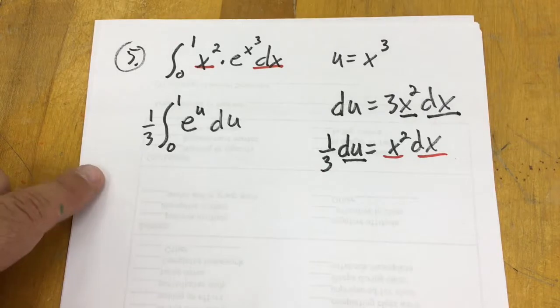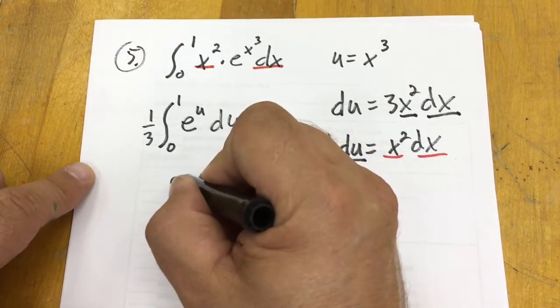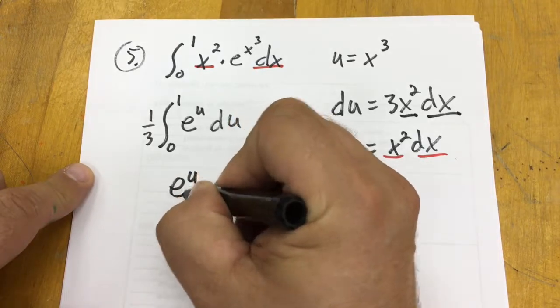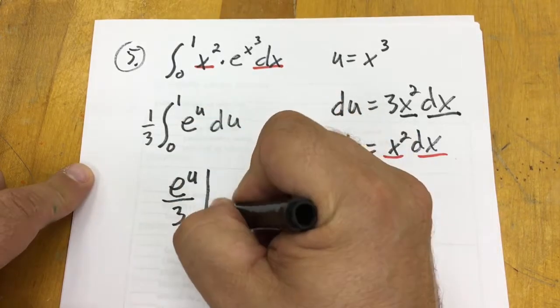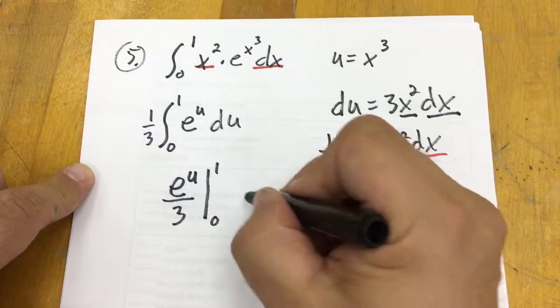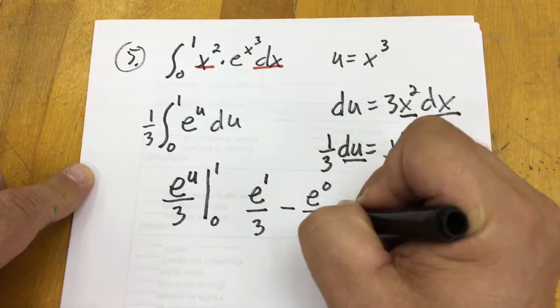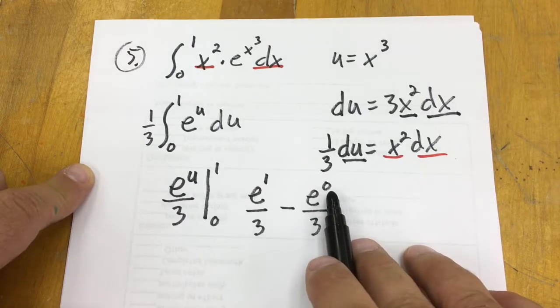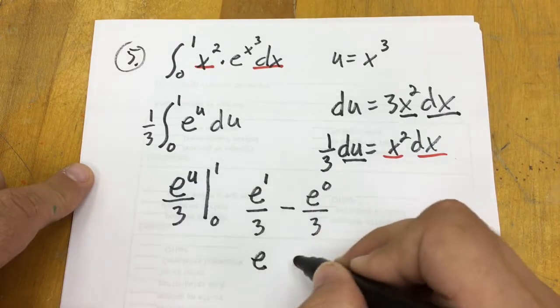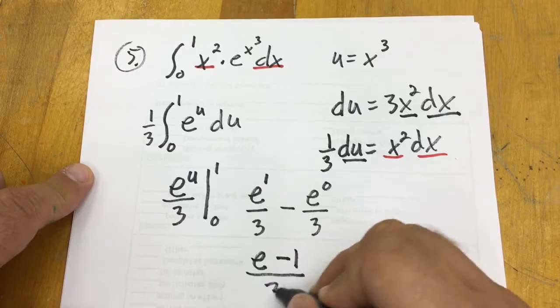I'm going to find the antiderivative of e to the u. And we like this. The integral of e to the u is going to be e to the u, with the 1/3 out front, from 0 to 1. And let me plug that in. That's going to give me e to the first over 3 minus e to the 0 over 3. Let's recall that e to the 0 is going to be 1. So this basically is going to give me e minus 1 over 3.